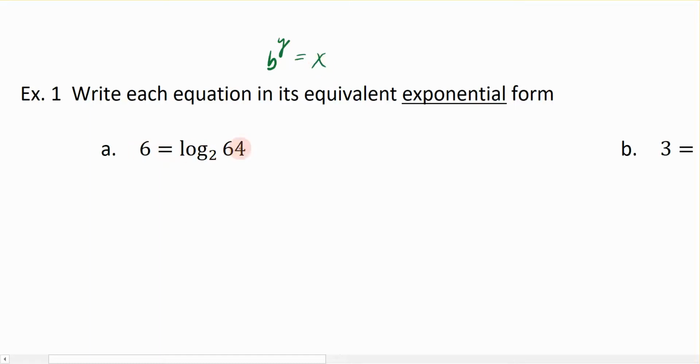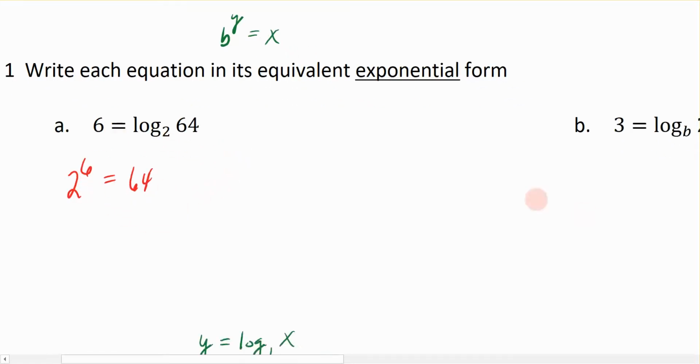So if this is the example we're looking at, 6 is equal to log base 2 of 64, I always start by writing the base. The base is 2. We're going to raise that to the exponent 6 equal to the argument 64. So I took it from its log form and rewrote it in its exponential form. Let's try the next one together.